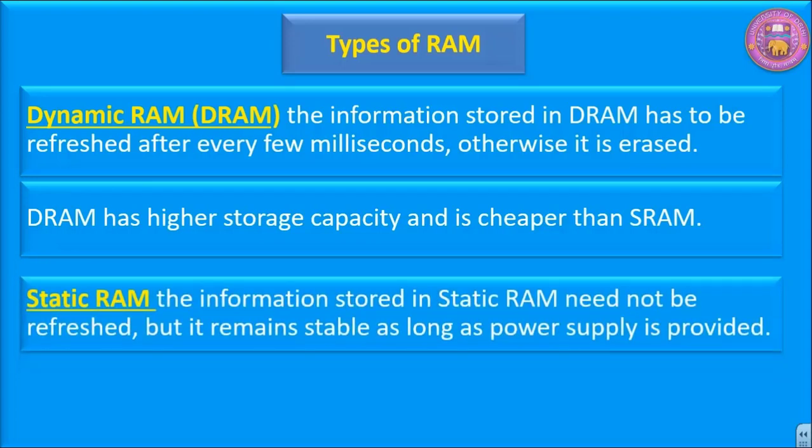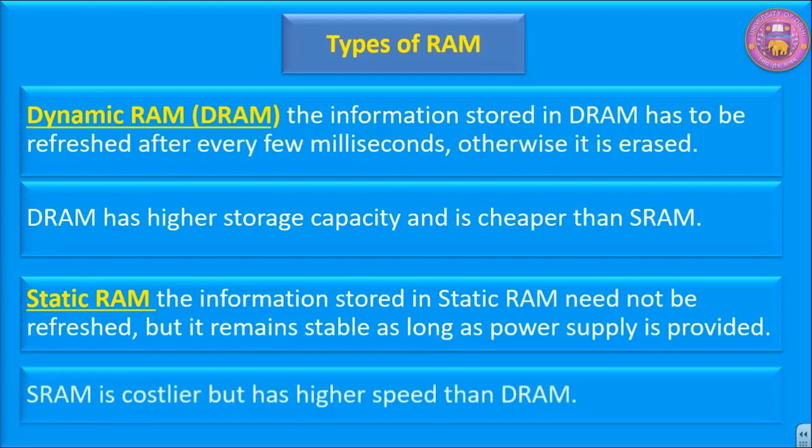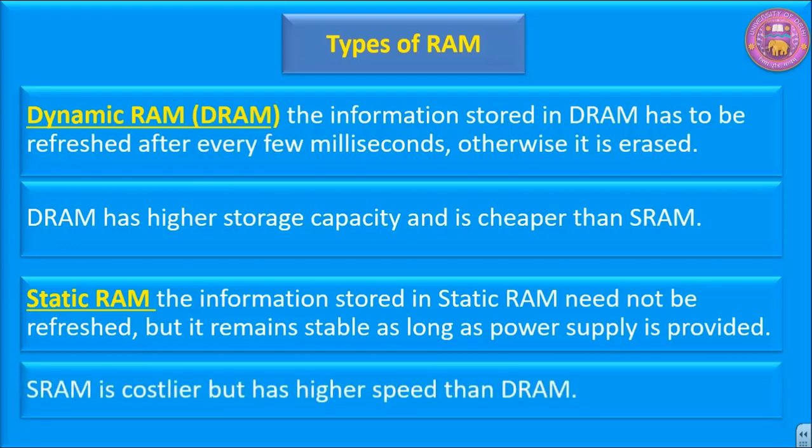Static RAM. The information stored in static RAM need not be refreshed, but it remains stable as long as power supply is provided. Static RAM is costlier but has higher speed than DRAM.